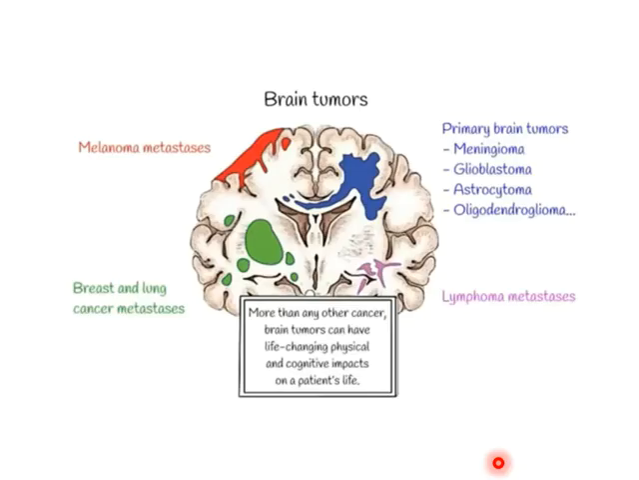Okay, this is an image showing all the common types of brain tumors. These are the primary brain tumors. What are the names of the primary tumors? Meningioma, glioblastoma. Glioblastoma is grade 4 and the most commonly seen primary brain tumor. Then astrocytoma and oligodendroglioma. Okay, remember the cells of the brain: astrocytes, oligodendrocytes. This is that.